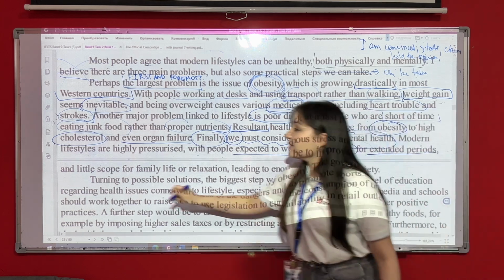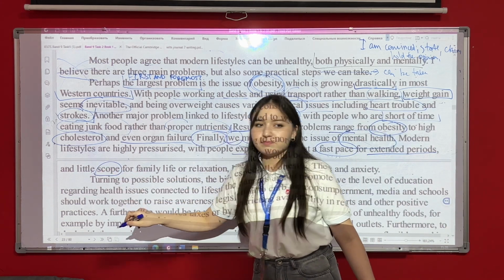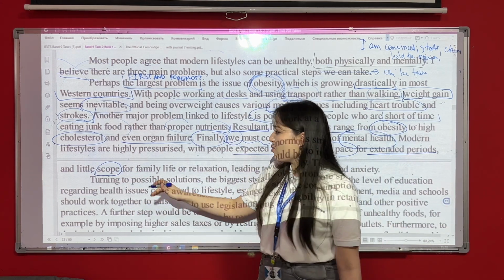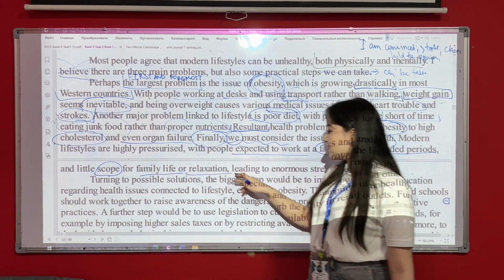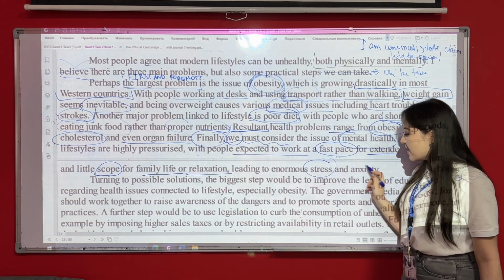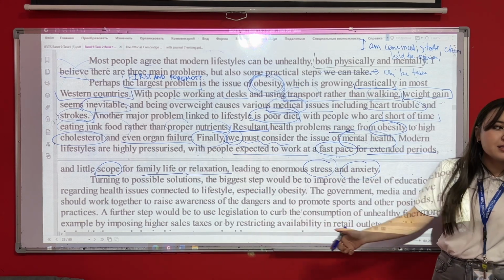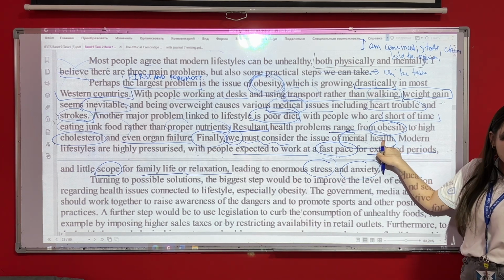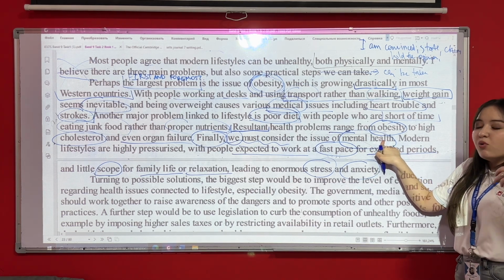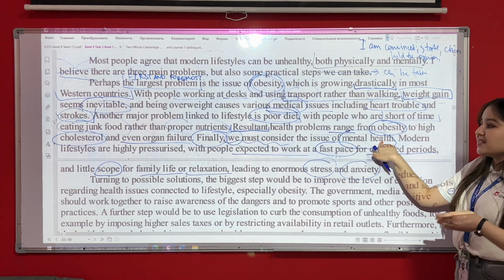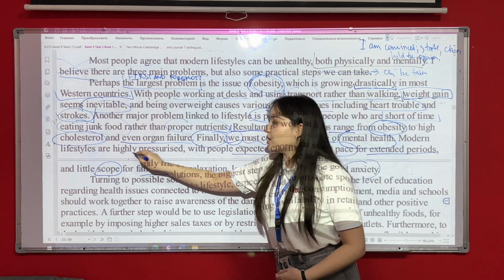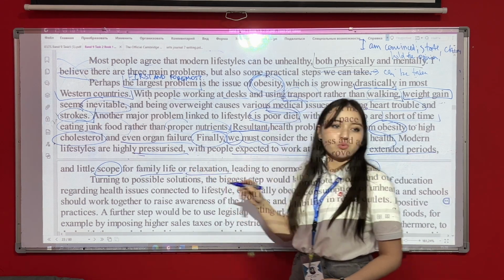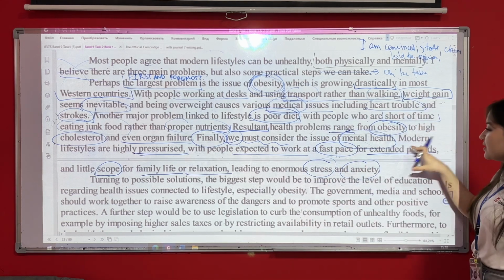Extended periods and little scope. What does scope mean? Пространство, правильно? And little scope for family life or relaxation, leading to enormous stress and anxiety. Again, guys, here we have the problem. The problem is mental health, right? What is mental health from? It is from their pressurized lifestyle, right? Because they are working at a high pace for extended periods.